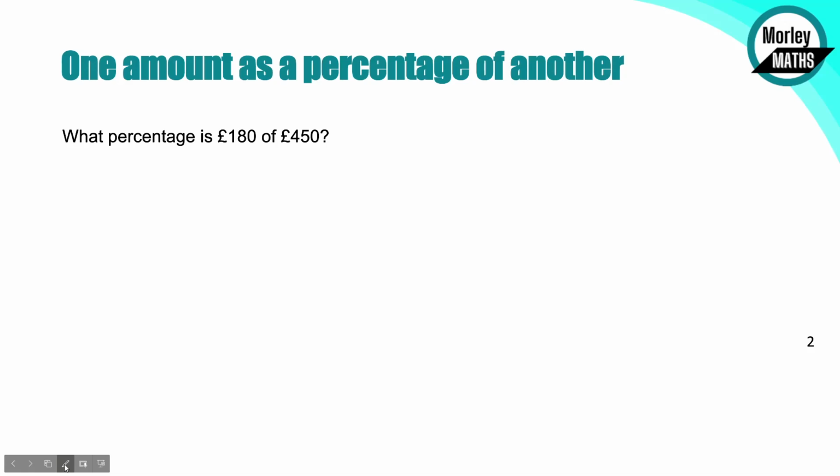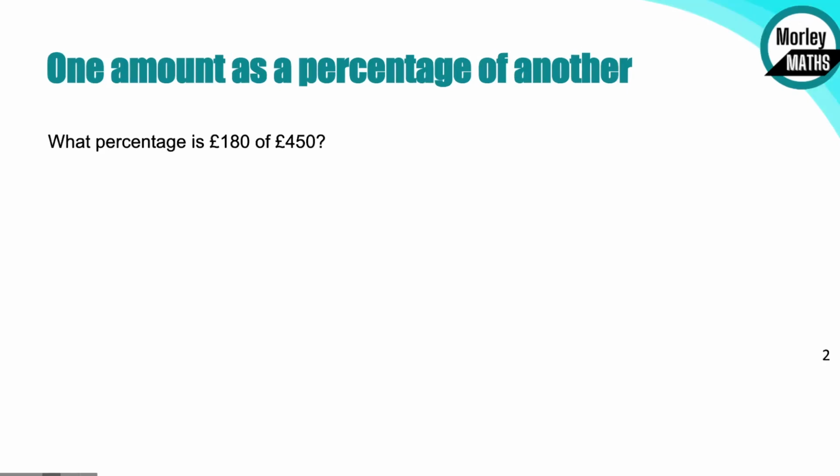Okay, so with this first question we've got what percentage is £180 out of £450. Now the words "out of" are very important here, because if you're comfortable with turning a fraction into a decimal and then into a percentage, you can just apply that exact same method here. What we're going to do is turn this question into a fraction to start off with. So let's have a little look. 180 out of 450 as our fraction.